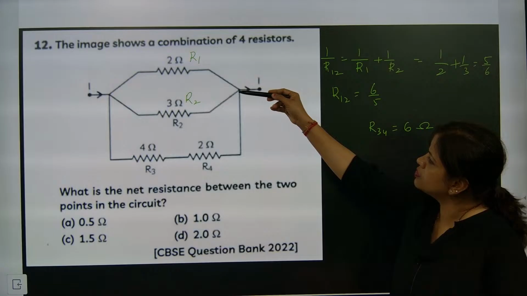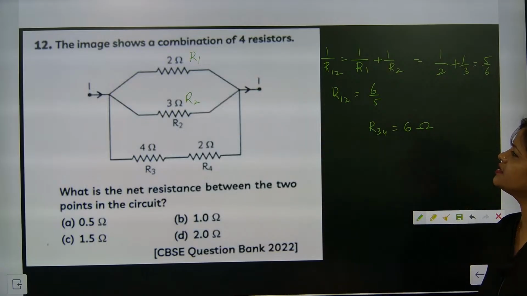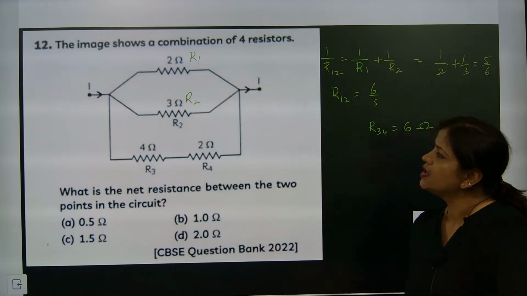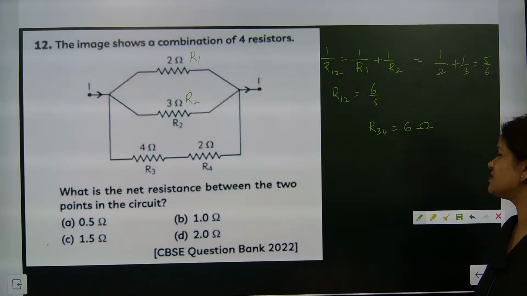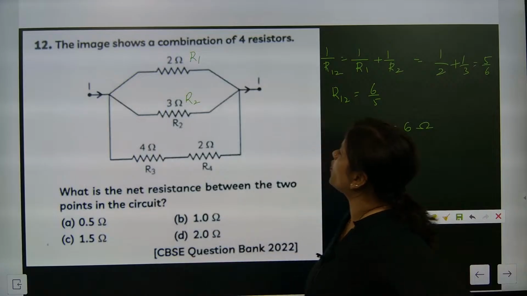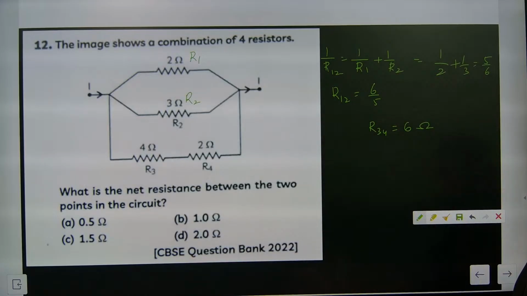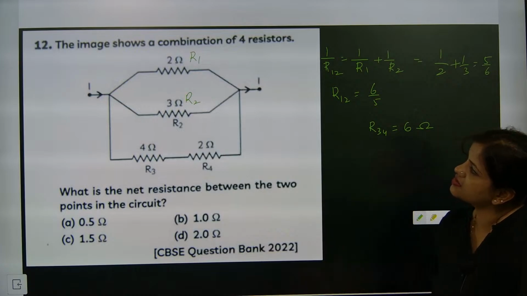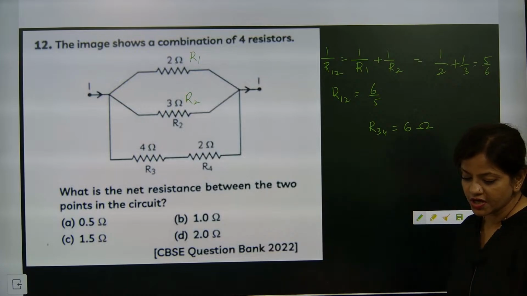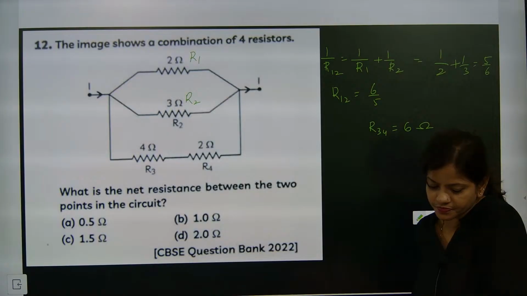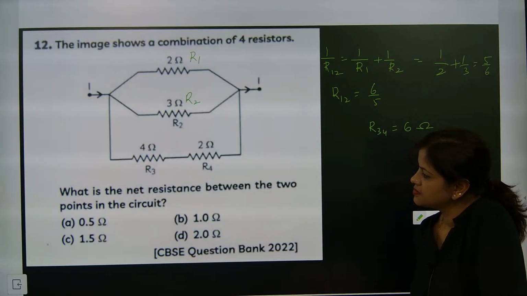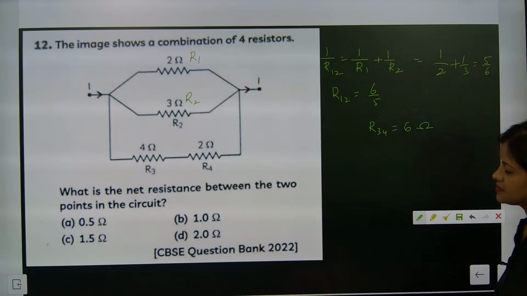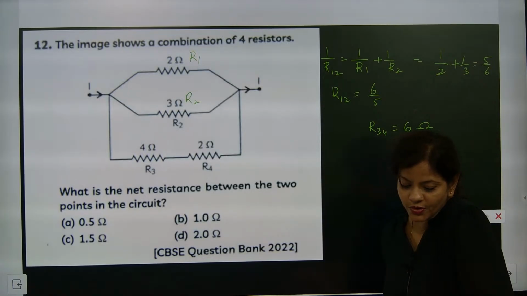Okay, now these two are exactly connected like this, so current is moving in this way. So now you tell me what is the net resistance between the 2 points in the circuit. This is connected. What is the net resistance? This is seriously an insane question and a very playful question, a very stupid question.